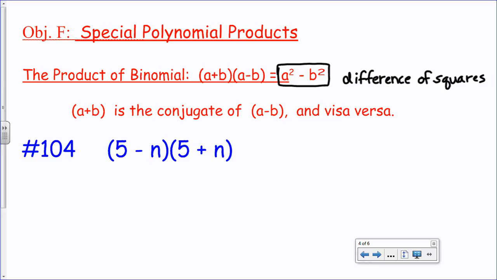So a plus b and a minus b are called conjugates. They're called conjugates. So they're the exact same, except one is addition and one is subtraction.